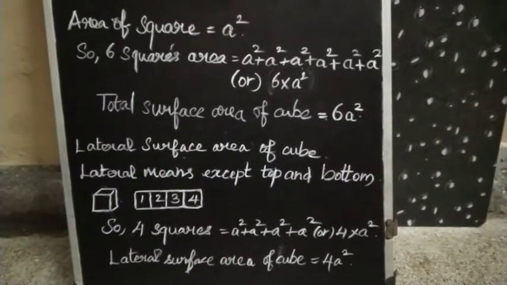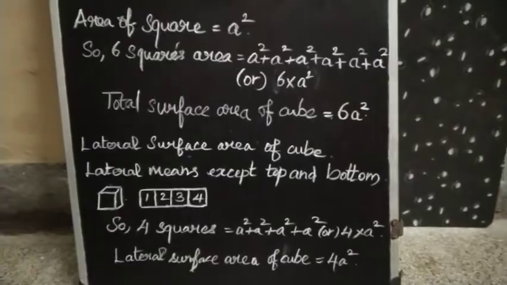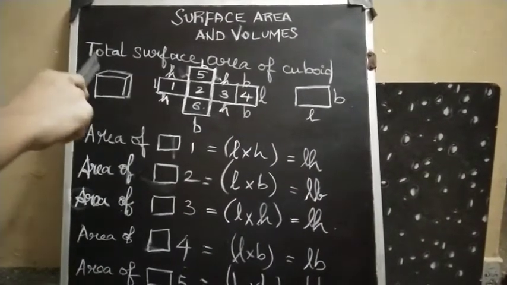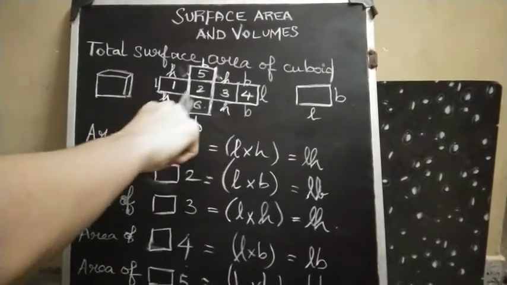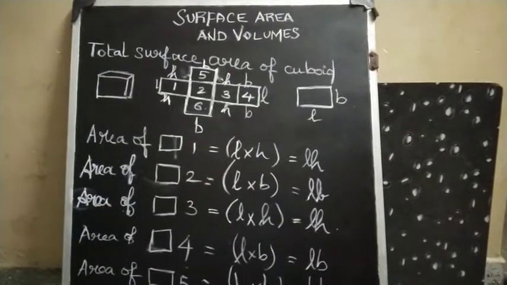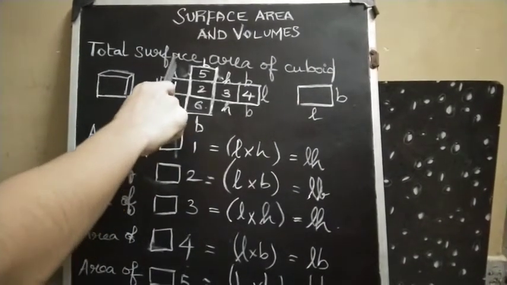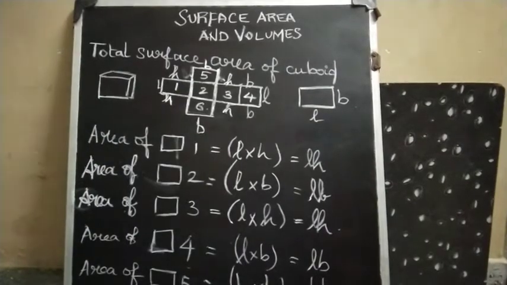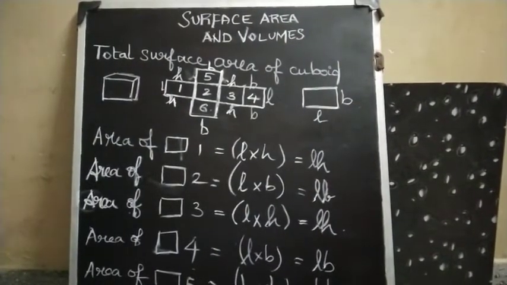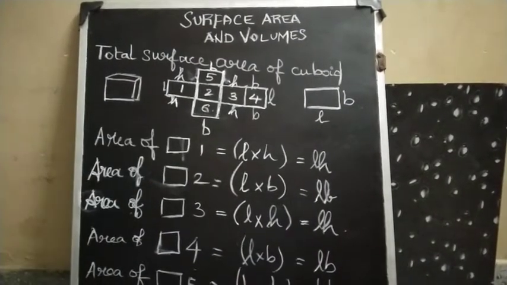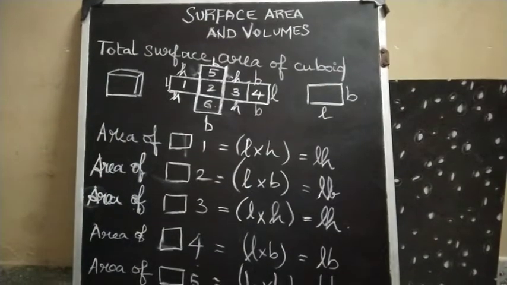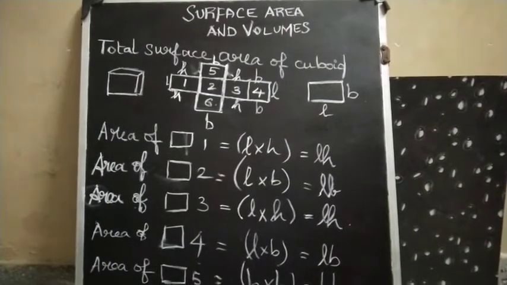Next we move to total surface area of cuboid. Now let's see total surface area of cuboid. This is a cuboid. If we split this, we get the net. It looks like 6 rectangles. But in this case, we include a special height. In a rectangle, there is only length and breadth, but in a cuboid, it includes height also. See, this is rectangle 1, 2, 3, 4 and 5, 6. So each rectangle has a different area.